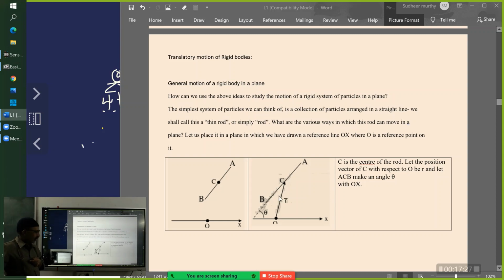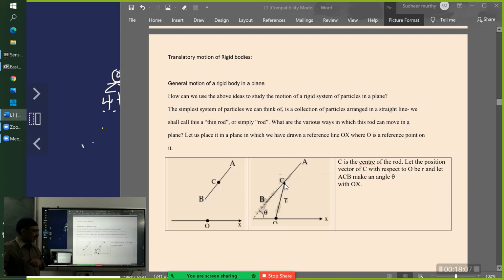Now you can think about explaining the motion of this rod. If this R bar does not change, what does that mean? The center of the rod will not change its position, while I allow the A, B positions to change. Then what type of motion is it? Pure rotation about the center C.